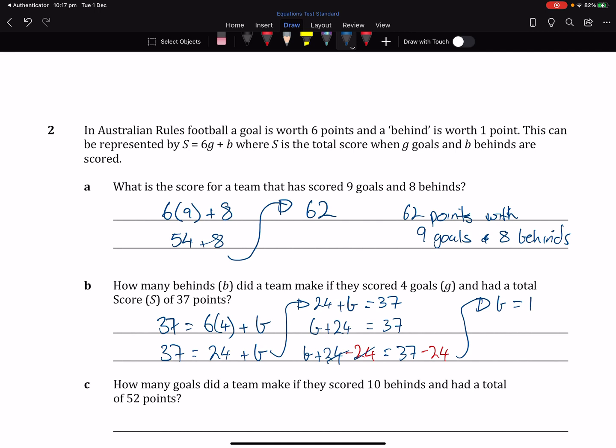13, so B is equal to 13. All right, so how many behinds did they get? They got 13 behinds and 4 goals to get a total score of 37.